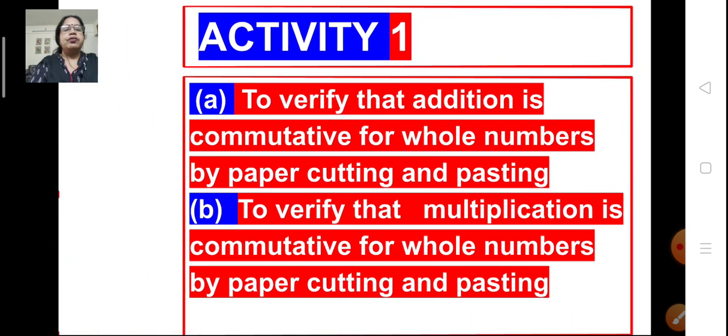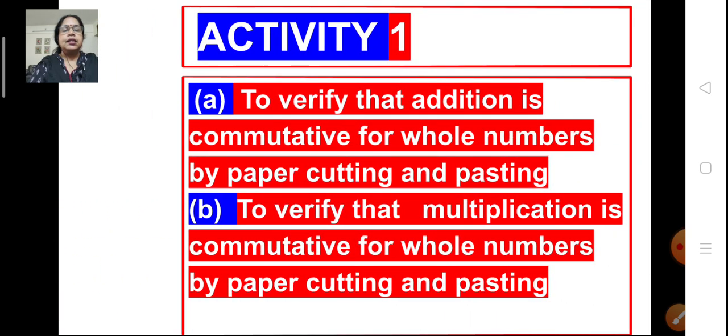This is the first activity in 6th class. We are going to do this activity in two parts. In the first part, in part A, we are going to verify that addition is commutative for whole numbers. This will be done by paper cutting and pasting. In part B, we are going to verify that multiplication is commutative for whole numbers. This also will be done by paper cutting and pasting. Now let's watch a video to understand how to do the activity.